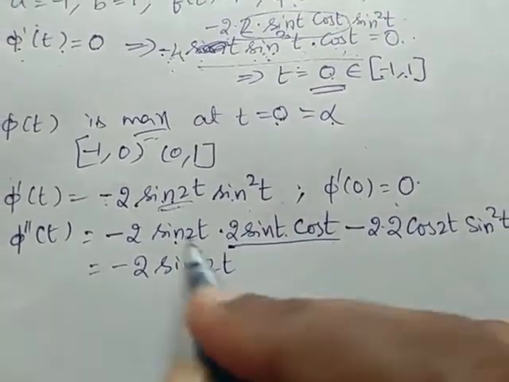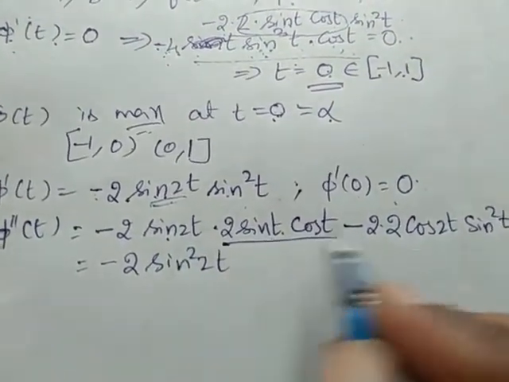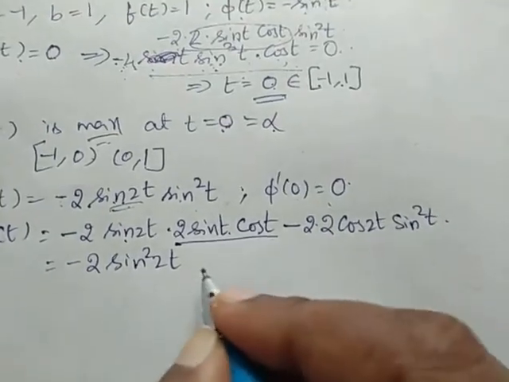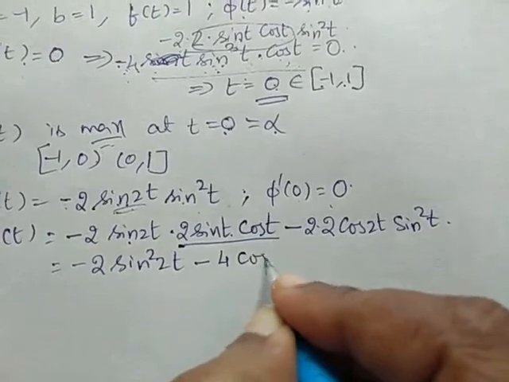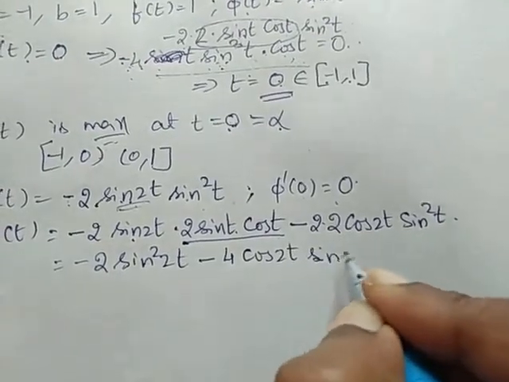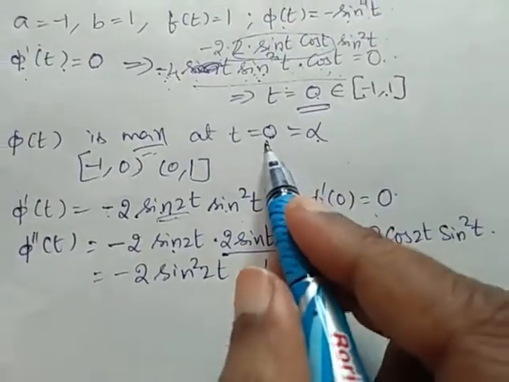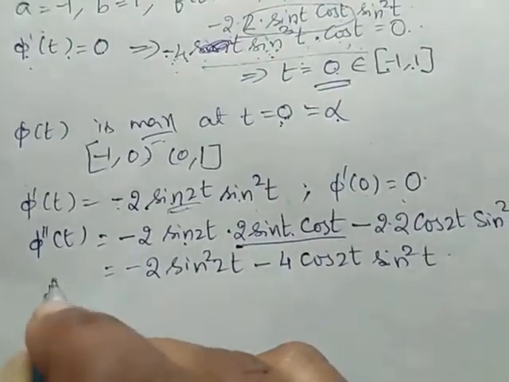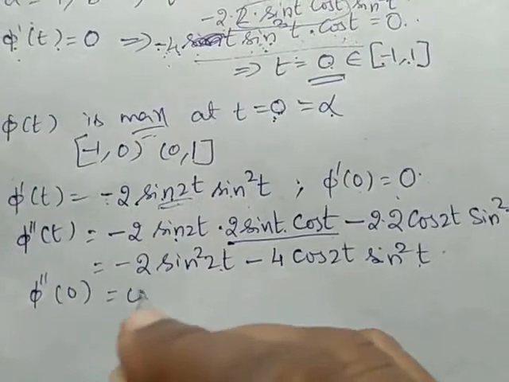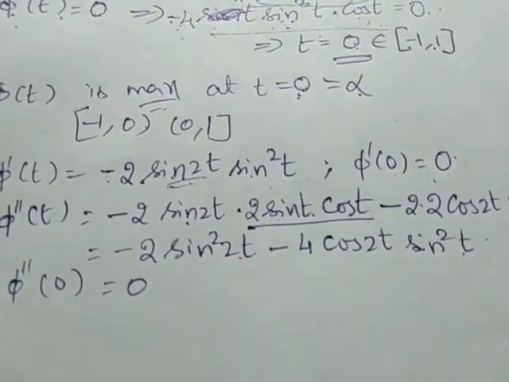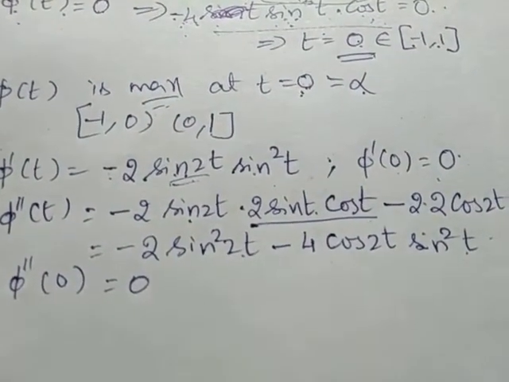If I write like this, I can avoid product rule again. So here I am getting minus 4 cos 2t sin square t. So our alpha is 0. So phi double dash of 0 is sin 0 is 0, sin 0 is 0. So it is 0 again. See, we should stop when we are having less than 0 value.